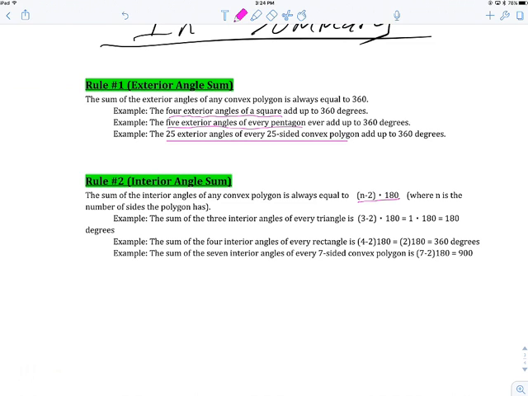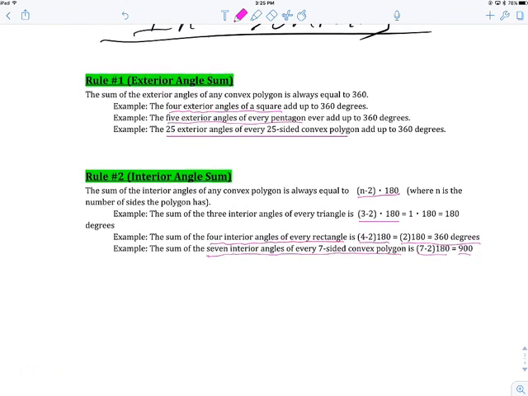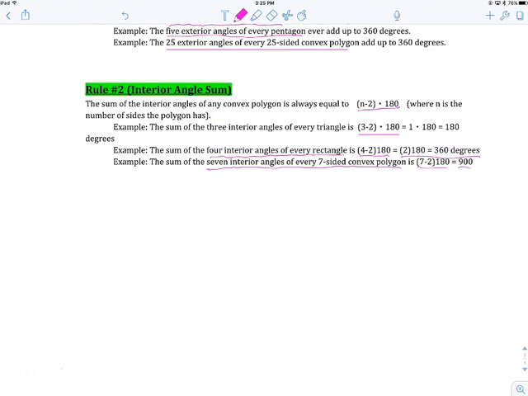So the sum of the 3 interior angles of every triangle is 3 minus 2, because there's 3 sides, times 180. So we end up getting 1 times 180, or 180 degrees in every triangle, which we knew, right? The 4 interior angles of every rectangle or square, any 4-sided figure, is 4 minus 2 times 180, or 360. And the sum of a 7-sided convex polygon is 7 minus 2 times 180, or 900 degrees. Okay, so let's actually apply this. That's just a summary. Okay, so solve for x.